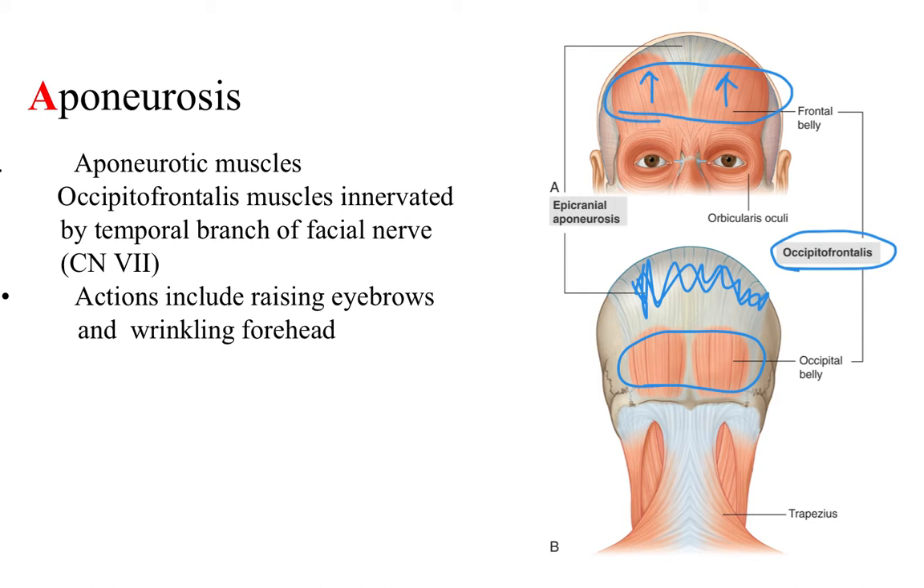So this epicranial aponeurosis would allow the muscles in the occipital region to contract, pull on the aponeurosis, and raise our eyebrows from the back. And I'll show you in lab how you can actually feel this yourself. The muscles that this is between are innervated by the facial nerve, cranial nerve 7, specifically the temporal branch.